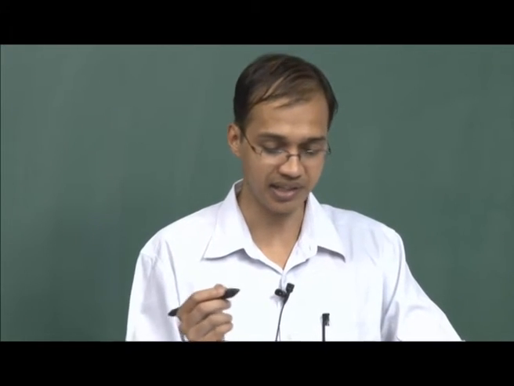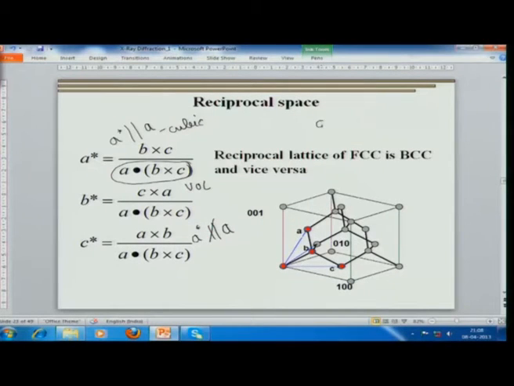Therefore, for FCC, the A, B and C that we choose are essentially the three different types of 101, wherein A is 101, B is 011 and C will be 110. So, these are the three basis vectors that we have to choose.